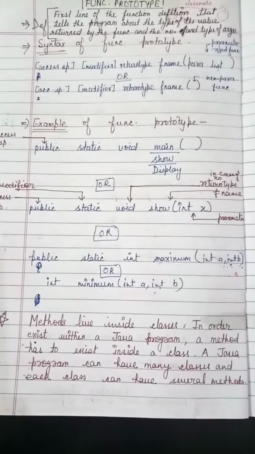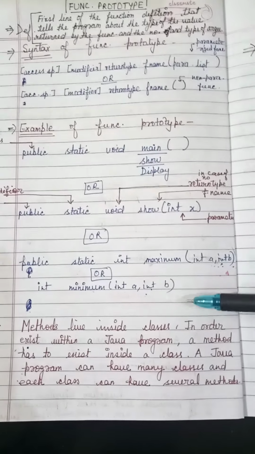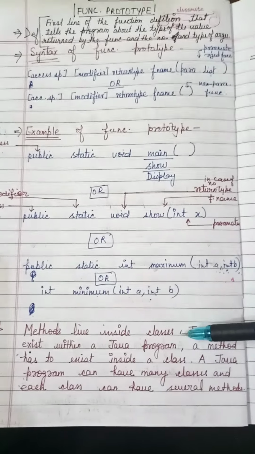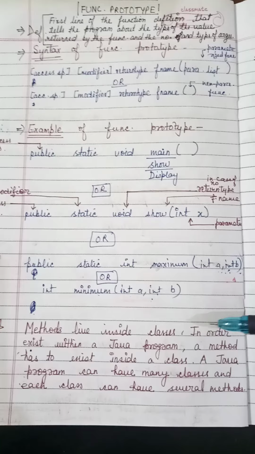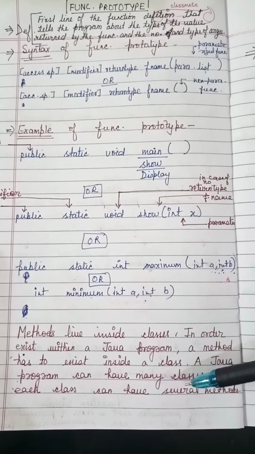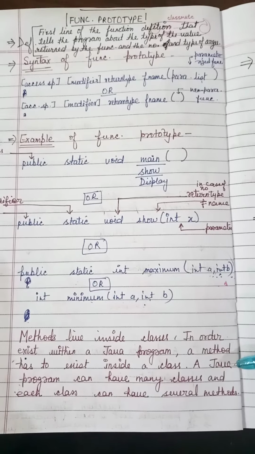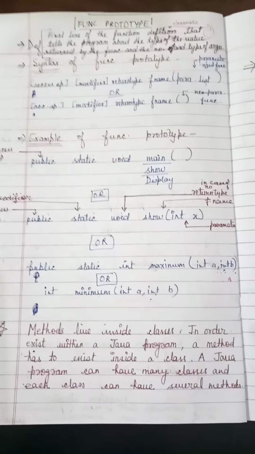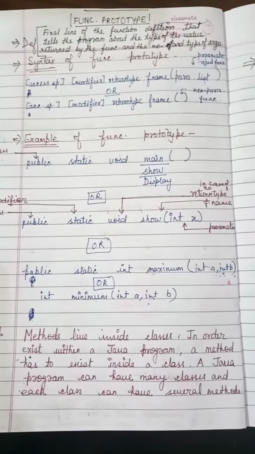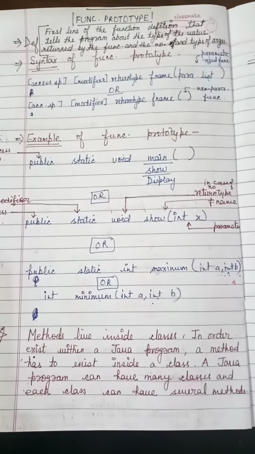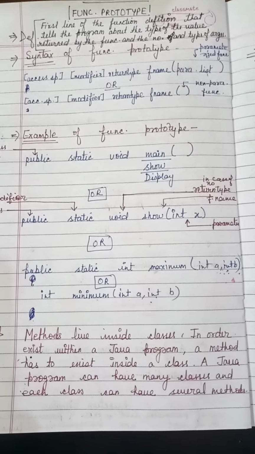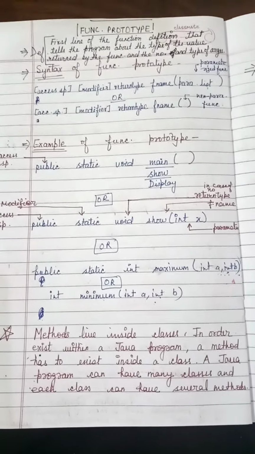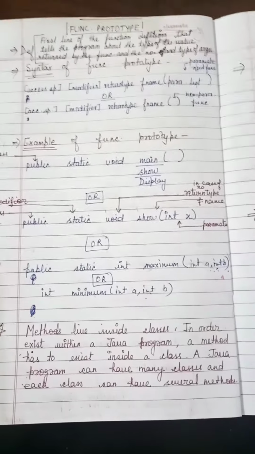Then one point to be remembered: methods live inside classes. Okay, a method will always be within a class. In order to exist within a Java program, a method has to exist inside a class. A Java program can have many classes and each class can have a number of methods. If you are going to write a Java program, you can make more than one method or function in a single program, in a single class. Okay, you can have more than one class also, and within each class you can have a number of methods also.